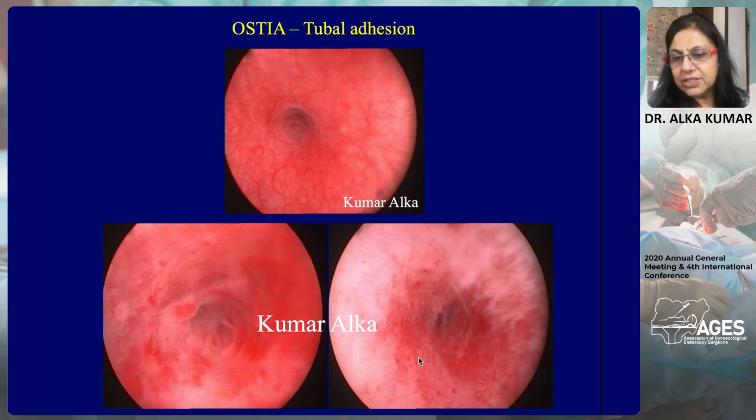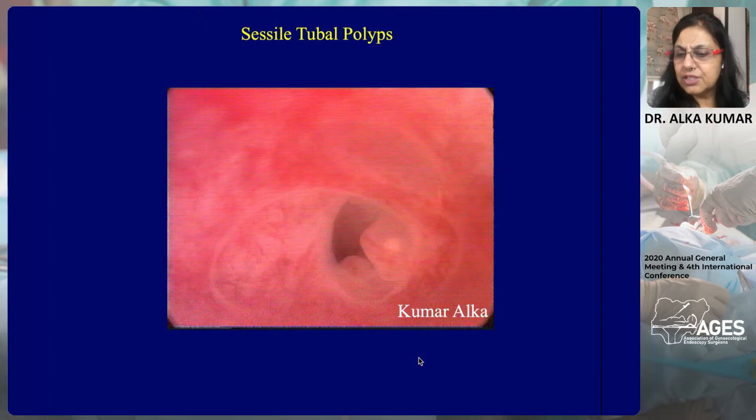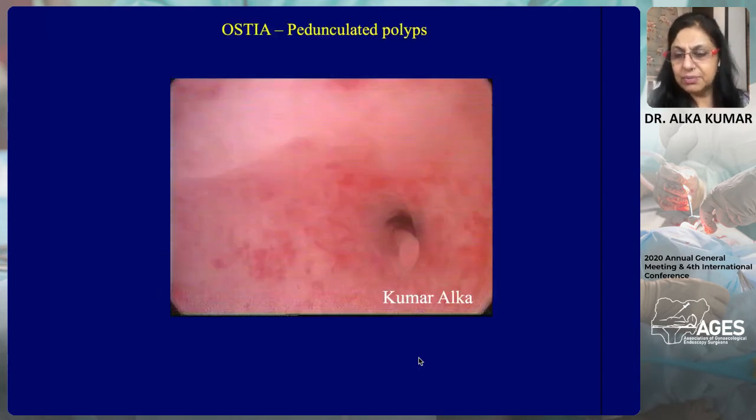These are tubal adhesions, so you actually can see in all of these pictures that the ostia is morbid and round, and in the intramural part you can see the adhesions. This is an uncommon presentation of a tubal polyp, and I put this picture up here because in our studies what we found was that there were more tubal polyps in and around the tubal ostia in endometrial tuberculosis.